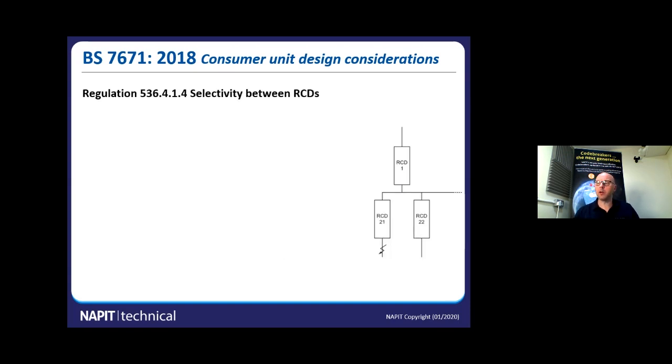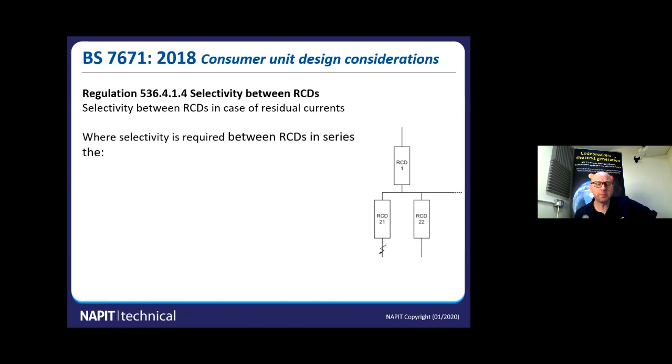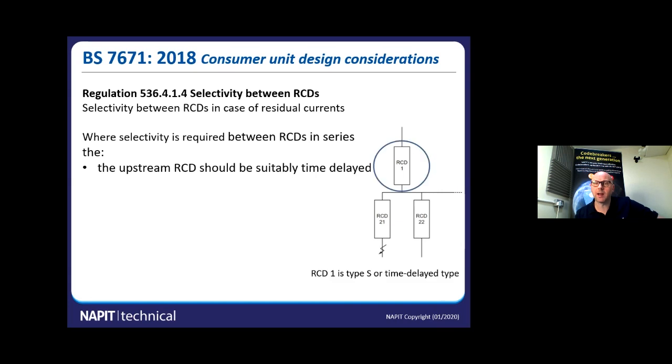Next up, we're going to be looking at selectivity between RCDs. This is another new regulation, and it gives us some specific requirements. Where selectivity is required between RCDs that are in series, the upstream RCD should be suitably time delayed. Okay, and the ratio of the upstream to downstream residual current rating should be at least 3:1.